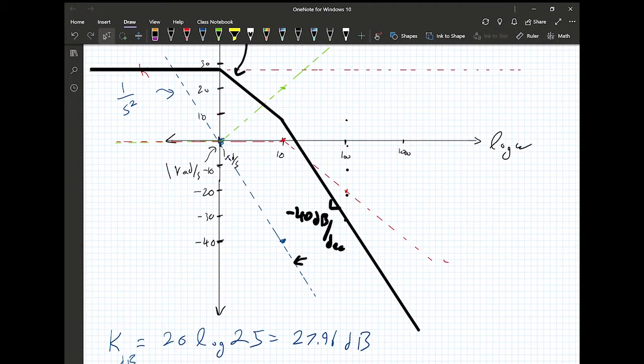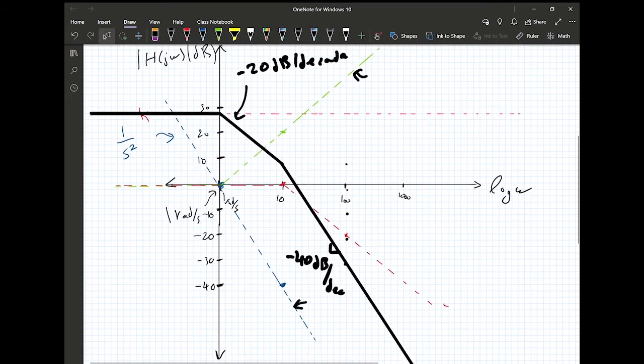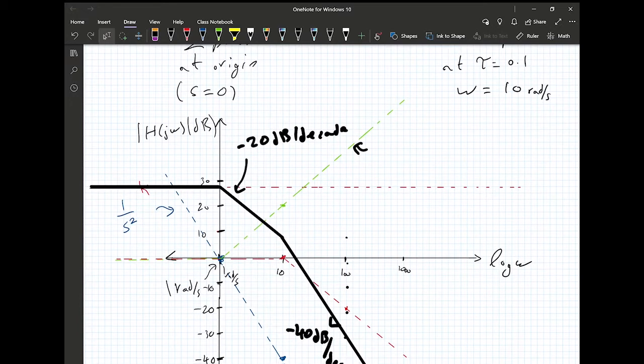Now we want to plot the phase, and we're going to use a similar strategy. Oh, sorry, by the way, I made a mistake. The double pole at the origin does not start at 0. It exists everywhere, for all frequencies. So really, although at 1 rad per second we're starting with the gain, the double pole exists everywhere.